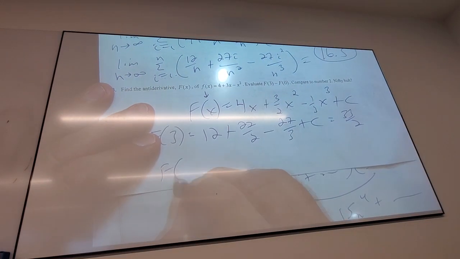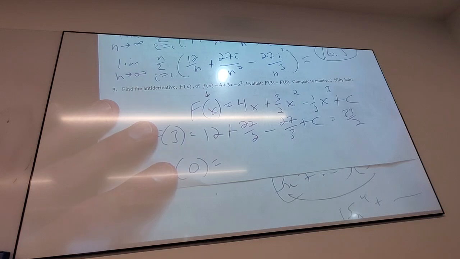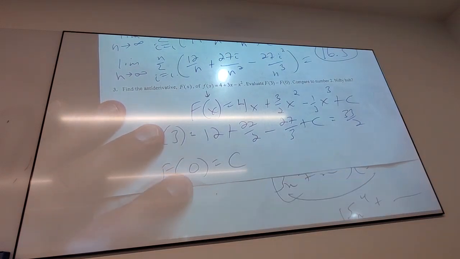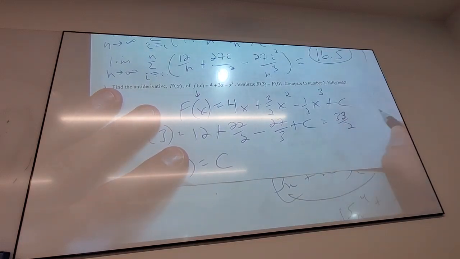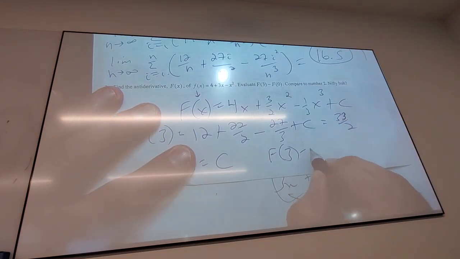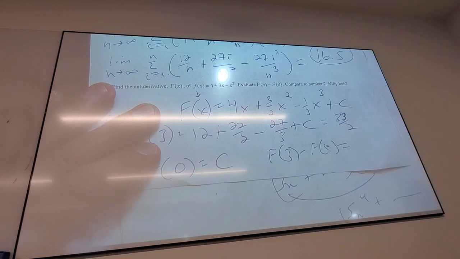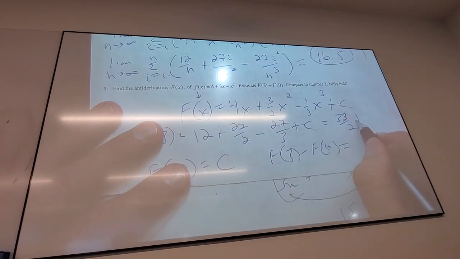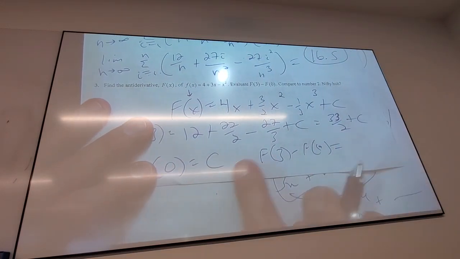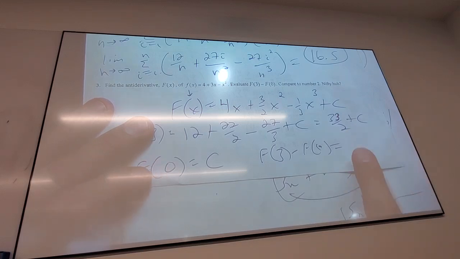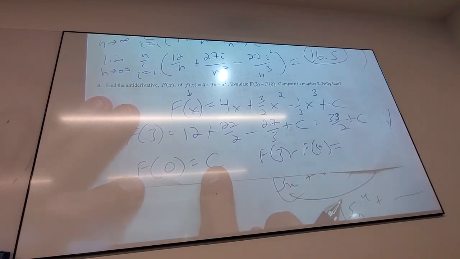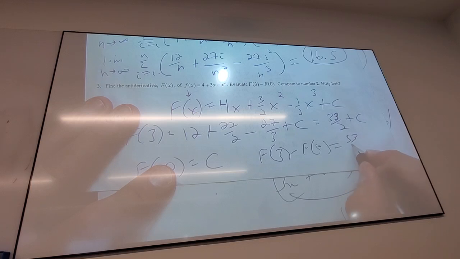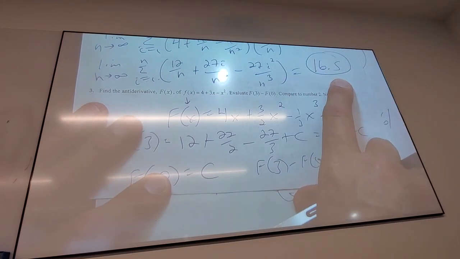What is f of 0? 0. Or C. Did you put 33 halves? I think I did, yes. Because that's what it is. What is f of 3 minus f of 0? What cancels if I subtract? Oh, sorry, I left the plus C out. If I subtract these, what do I get? 33 over 2. 33 over 2. Isn't that the answer we got up here?